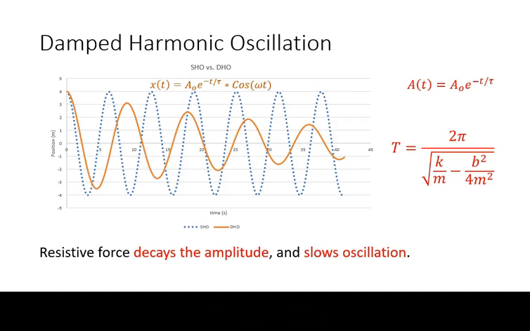Here is the comparison of simple harmonic oscillation with no damping versus damped harmonic oscillation. Notice that the damped harmonic oscillation looks like the superposition of an exponential decay function with a sinusoidal function. Notice that after each oscillation, the amplitude is smaller in magnitude. Notice also that the period of oscillation is longer under damping.